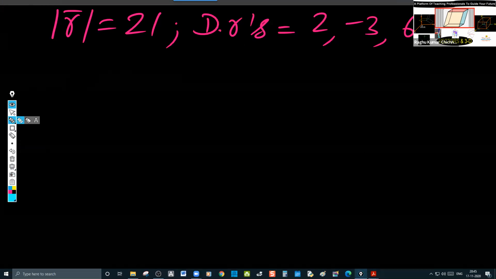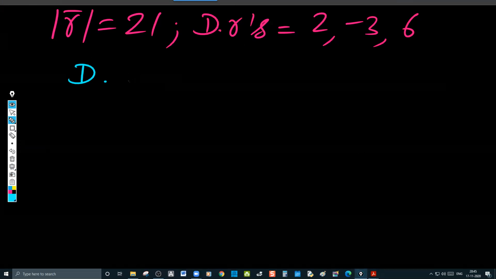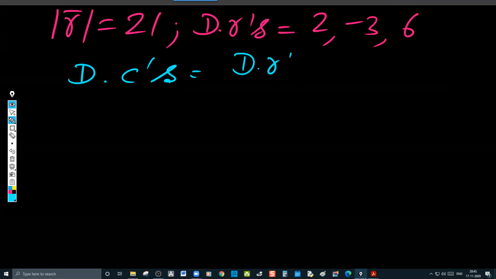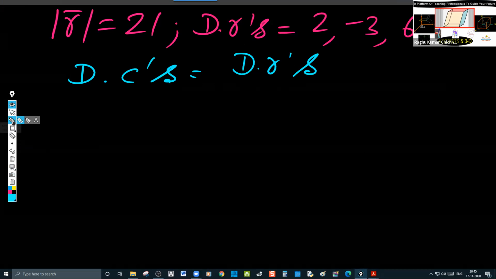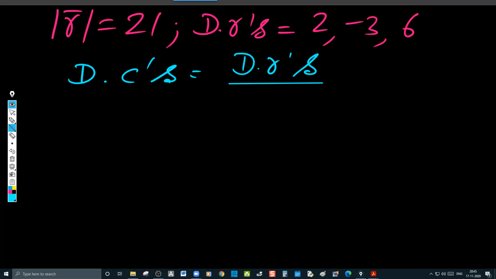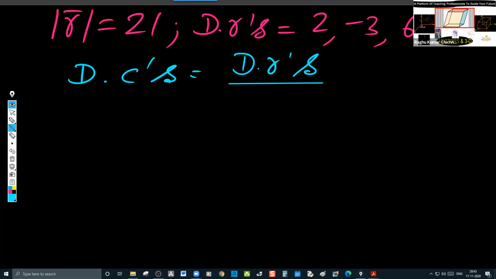So how to convert DRs to DCs first? Sir, divide DRs with the magnitude. DCs is equal to DRs divided by mod R bar. No, first of all, you have to make it a unit vector and then multiply with 21. Because these are not DCs. If they were DCs, as you said, we could straight away multiply with 21. But here, DRs divided by, come on, tell me please, root over what?